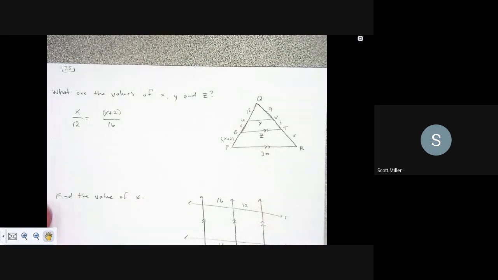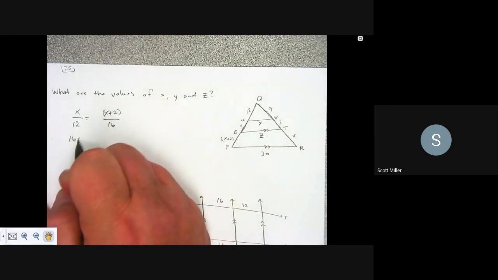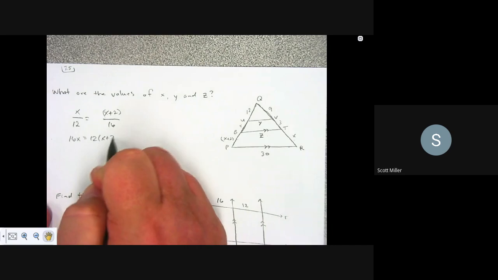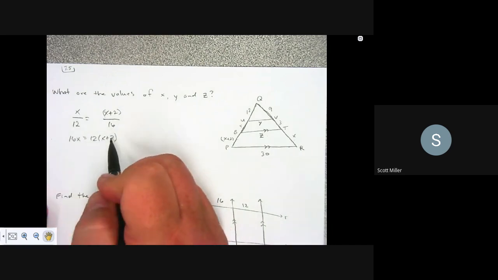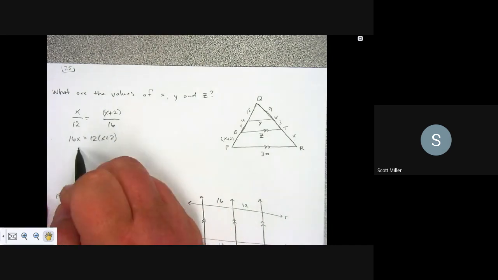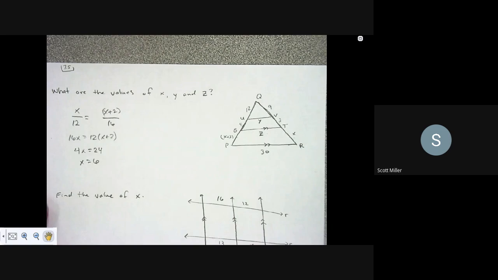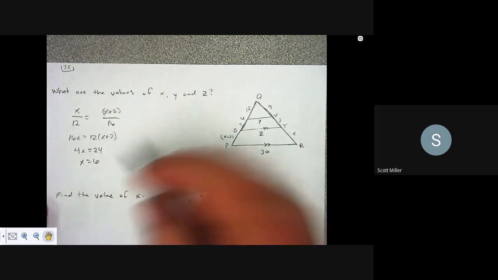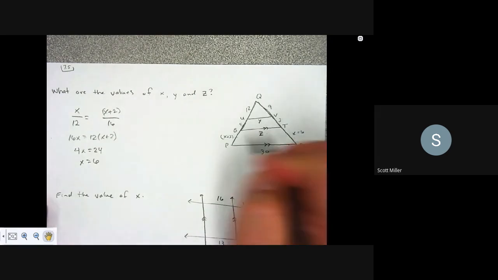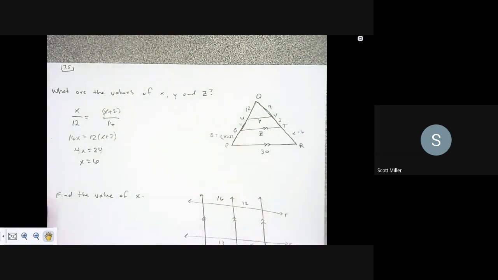And then I can cross multiply this, which gives me 16x equals 12 times x plus 2. And then I can distribute. So this distribute and then move it over here. So I'm going to get 4x equals 24. And so x will equal 6. So there's that one. Okay. So then we can look some more and see what other patterns we can have. Since this is 6, I know this is now a 6, and this over here is an 8. So I know that to be true now.